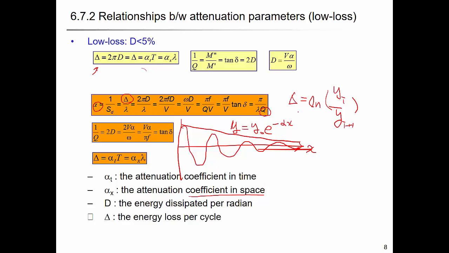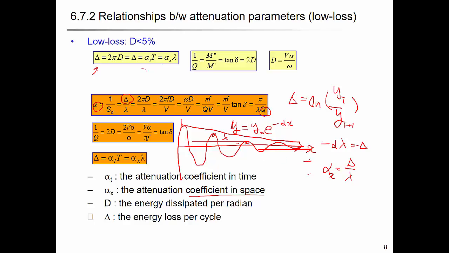And how do this alpha and the delta correlate? Because it has moved by how much? Lambda, right? So the wavelength is lambda. So if you put lambda, minus alpha lambda is the same as minus delta. So the alpha x is delta over lambda. Sorry about the very messy note. I'm getting used to it.